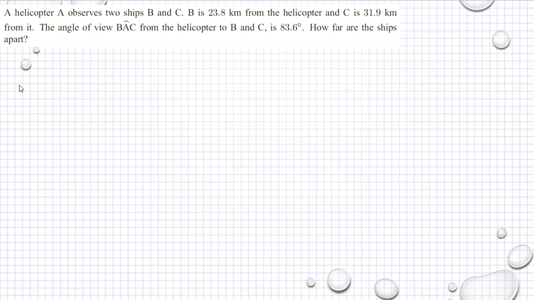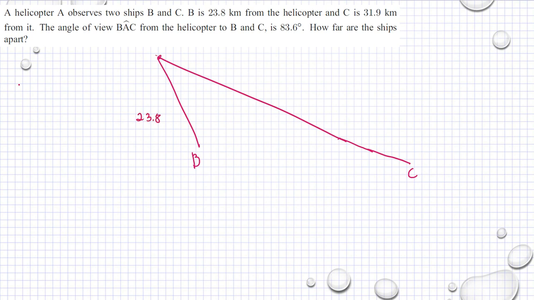Some more examples. A helicopter A observes two ships B and C. So if we have a helicopter here, it observes two ships, B and, I can extend that more, C. B is 23.8 kilometers from the helicopter, and C is 31.9 kilometers, sorry, from it.